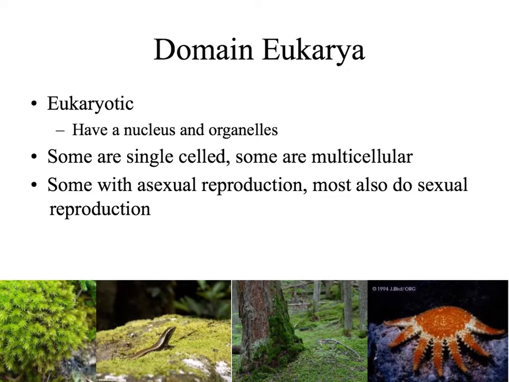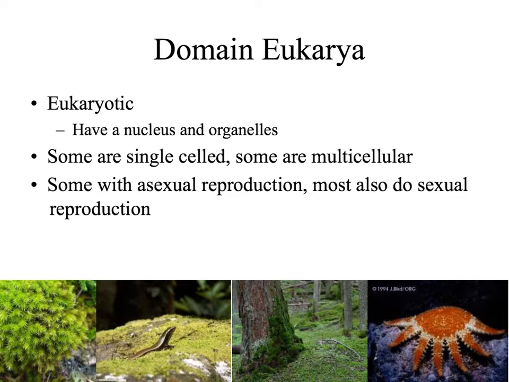The third domain is domain eukarya. These organisms all have eukaryotic cells, which means they have a nucleus with many chromosomes that are linear and organelles to help get jobs done. Some organisms in the domain eukarya are single-celled, while others are multicellular. Some can reproduce asexually, but most also have sexual reproductive cycles.